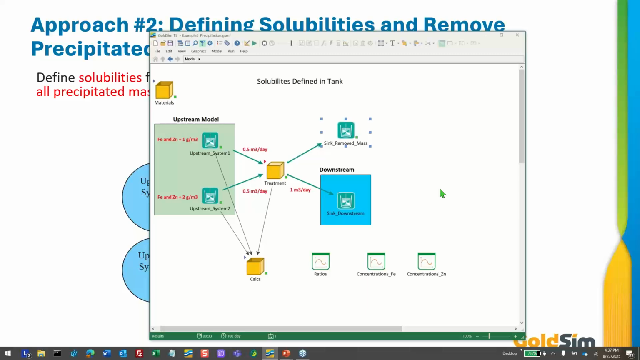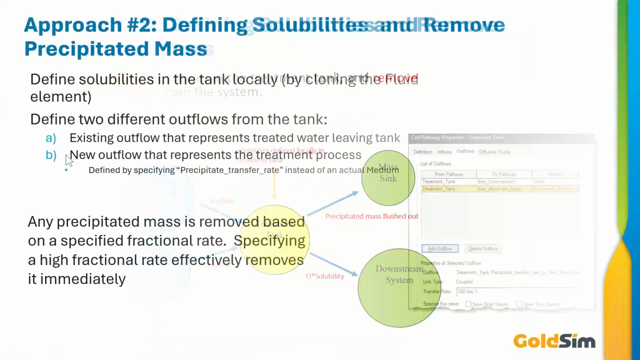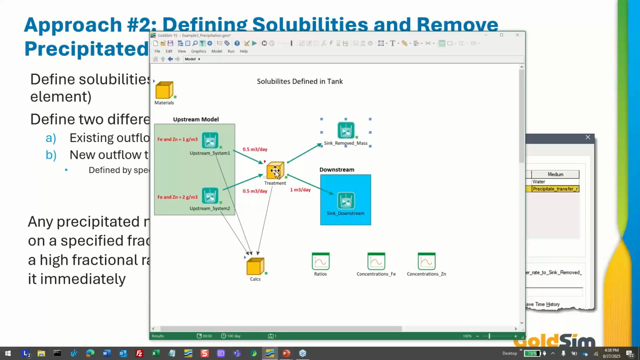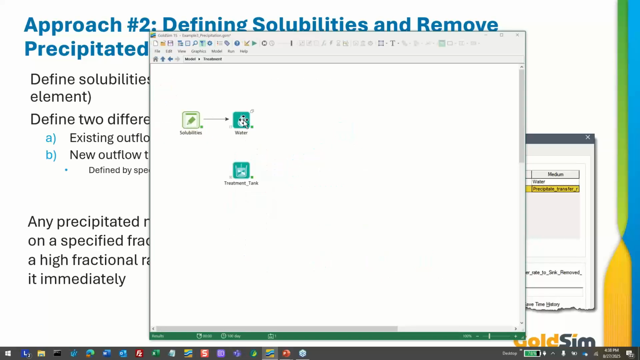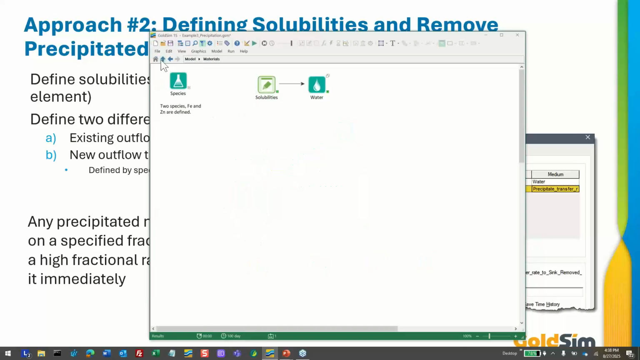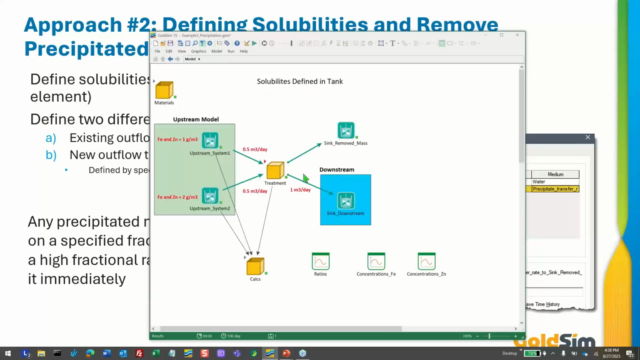Both of them are very, very simple, right? To summarize that approach, what we're really doing is defining the solubilities in the tank locally by cloning the fluid element there, and defining a different set of solubilities there than we would elsewhere. In order to do that, by the way, this has to be a localized container. It's called water, and I have two elements here that have the same name. There's a water and a solubilities here, and there's a water and a solubilities here. So basically, I have to localize one of those in order for this to work.